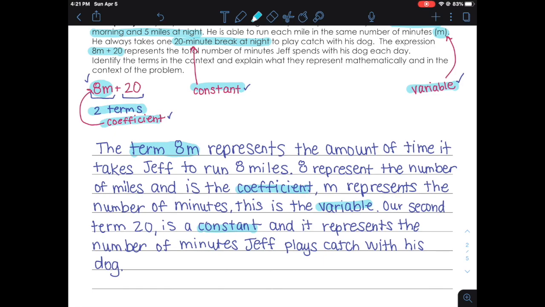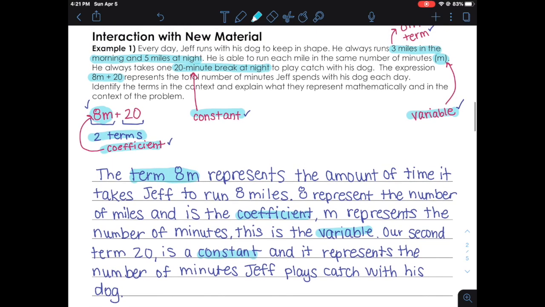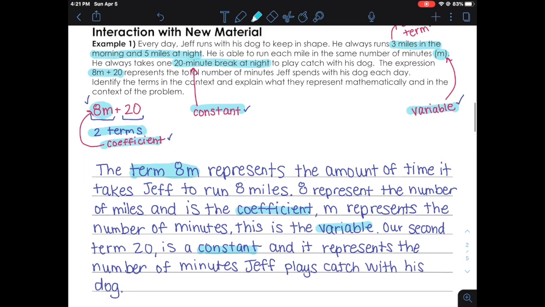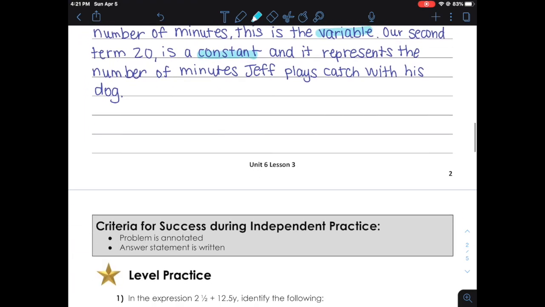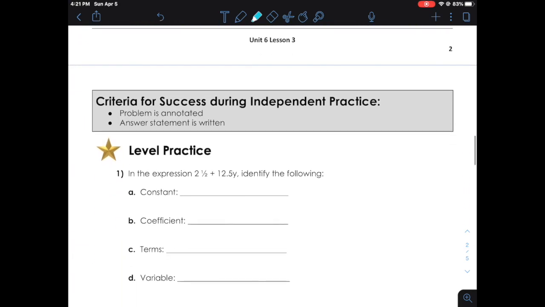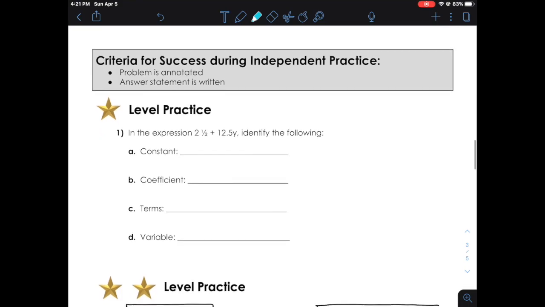All right, guys, so those are the different parts of our expression. So you are going to use this to help you to solve the level practices. Remember, you're responsible for solving at least the 1 and 2 star. The 3 star is bonus if you want that extra challenge. Okay, so your criteria for success today during your independent practice is that you're annotating your problem and that you have an answer statement that is written. I'll see you guys during your class time.